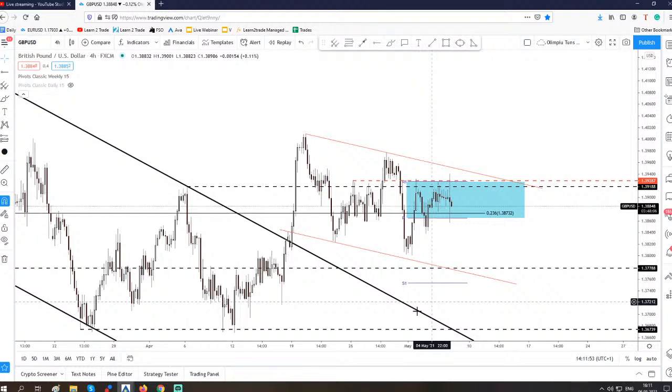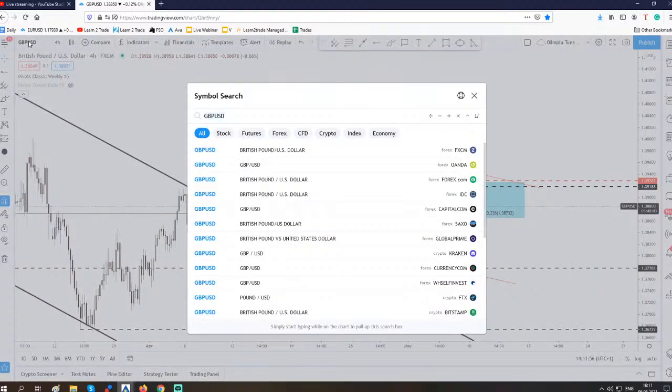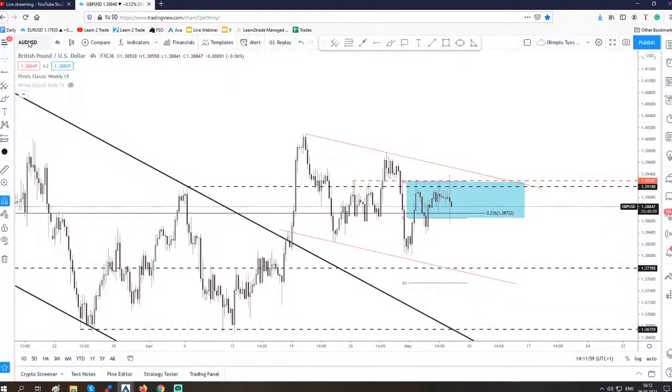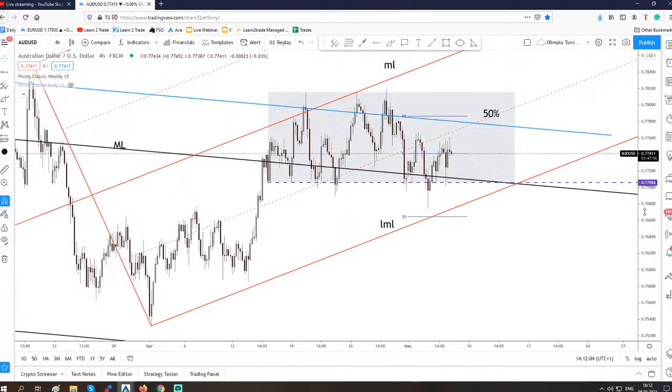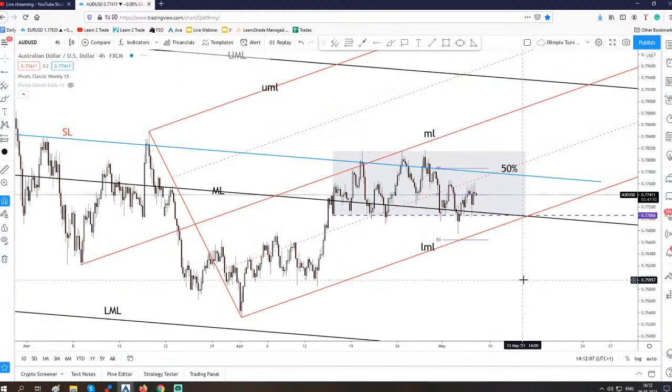Okay, the reason why the GBP versus the US dollar drops right now is because of the US data. The US unemployment claims reported better than expected data for the previous week, for the last week. So that's why the US dollar increases a little right now.